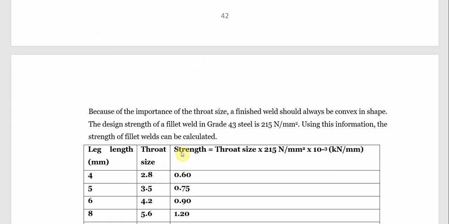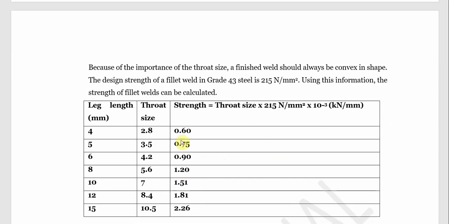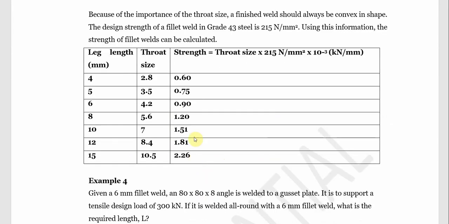And then the strength, how do we determine the strength? Now, each steel member has its grade. They are classified into grades, and each grade has its own strength. For grade 43, the strength is 215 Newton per millimetre squared, which we are going to be using as an example here. So if the throat size is this and the leg length is this, then the strength can be determined from throat size times this particular value, which is 0.60 for 4 mm leg length, and likewise for the remaining members. Let us look at an example here.